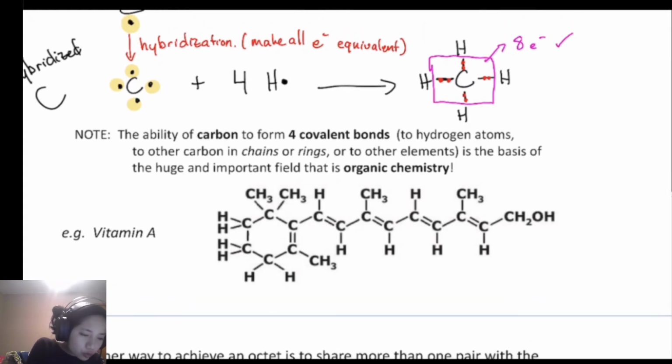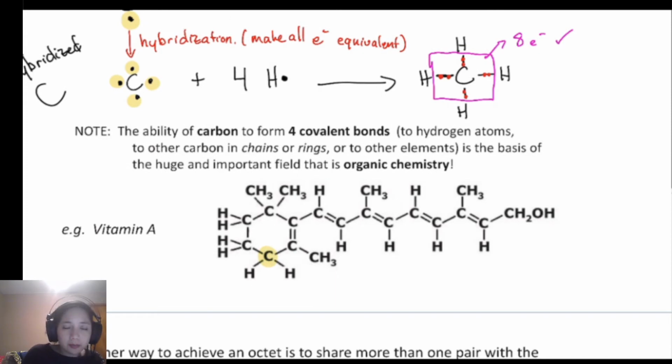So let's just choose one. Let's look at this carbon right here. Remember, carbon wants 4 extra electrons to fulfill its octet, so it wants to make 4 bonds. If we count, there are 1, 2, 3, 4 bonds around carbon, so its octet is satisfied. Great. But let's look at the next carbon. Let's look at this carbon.